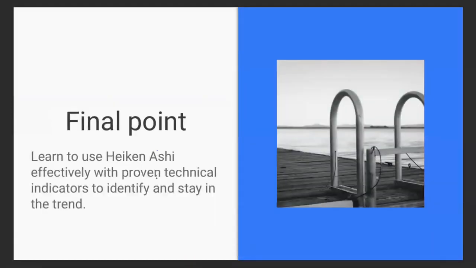So the final point I want to make in this is: learn to use Heiken Ashi effectively with proven technical indicators to identify and stay in the trend. Especially for your long terms, this will really help you. Swing traders, it's really helpful if your time frame is 2 to 4 weeks. It definitely helps looking at the daily charts and the weekly charts.